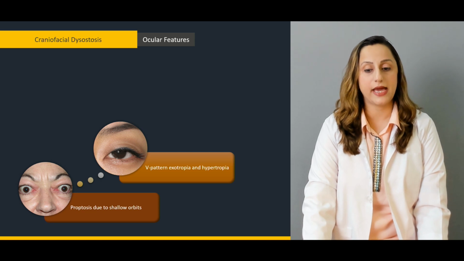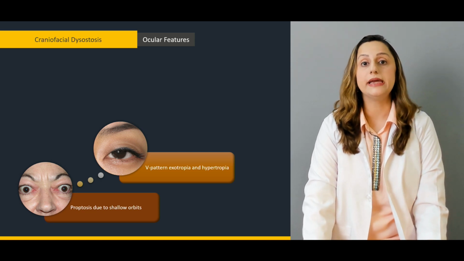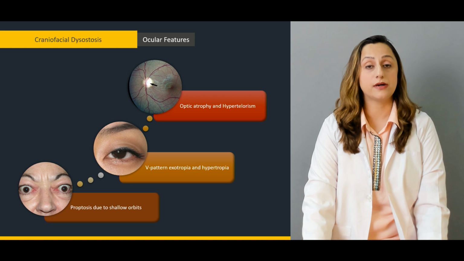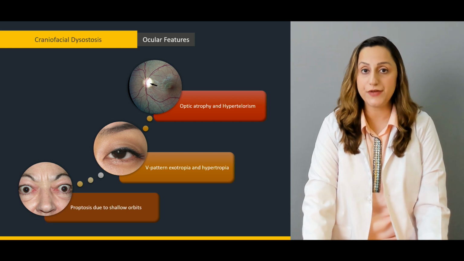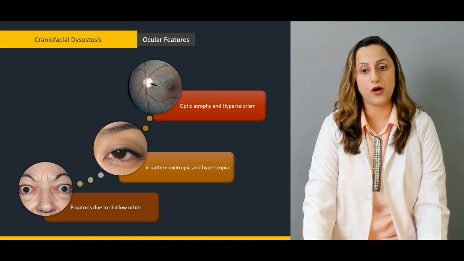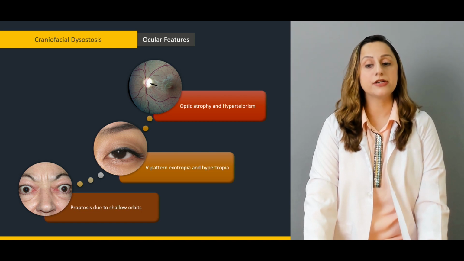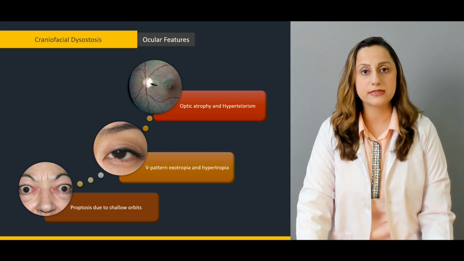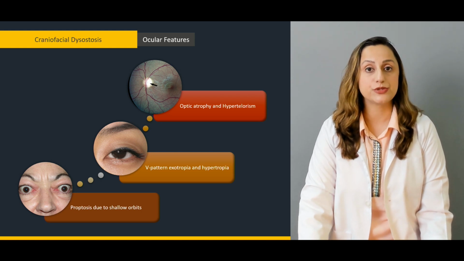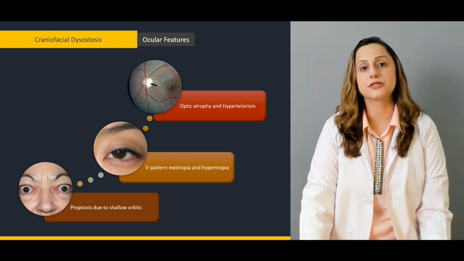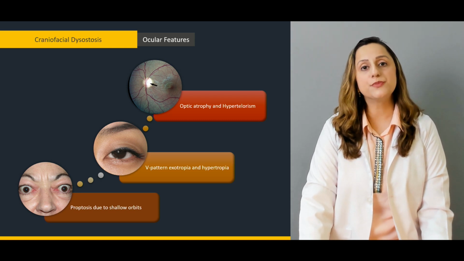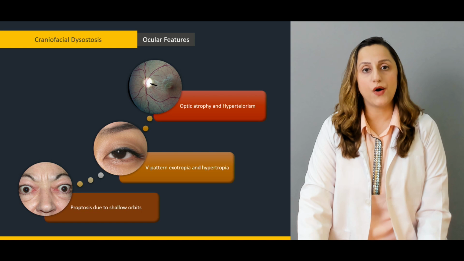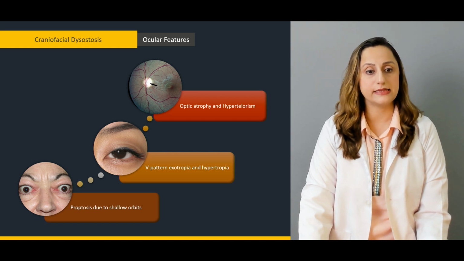A V pattern of exotropia is noted, and obviously there would be a hypertropic condition also seen in these individuals. These infants would suffer from optic atrophy due to consistent compression of the optic nerve, as well as hypertelorism. Telorism or hypertelorism is another term related to the condition which was already called telecanthus, an increased distance between the medial canthi, but the interpupillary distance would remain the same. So that is the slight difference between the two terminologies, hypertelorism and telecanthus, in these infants.